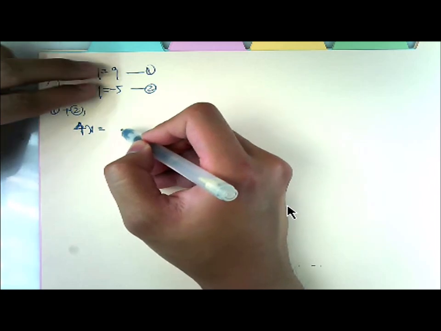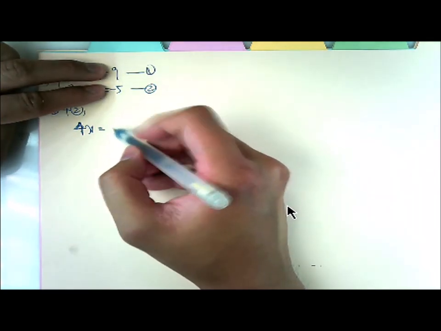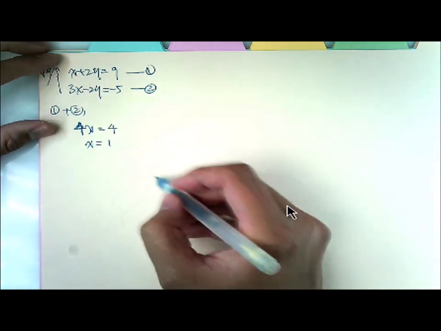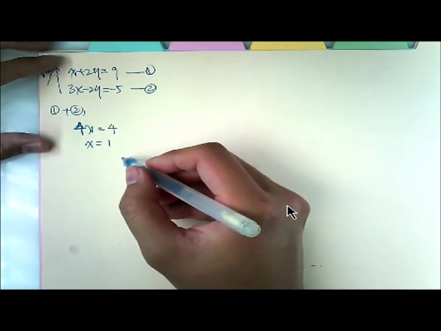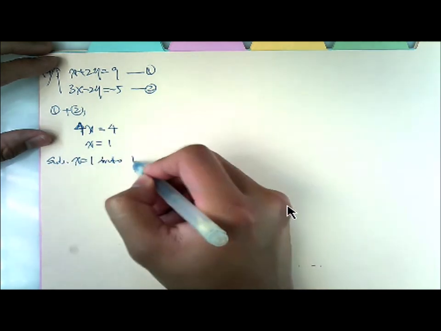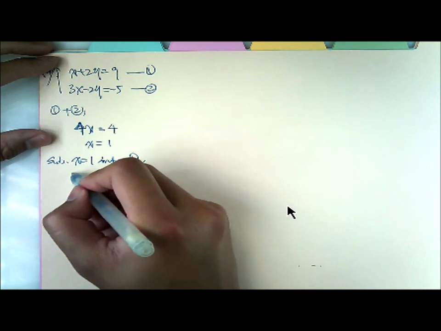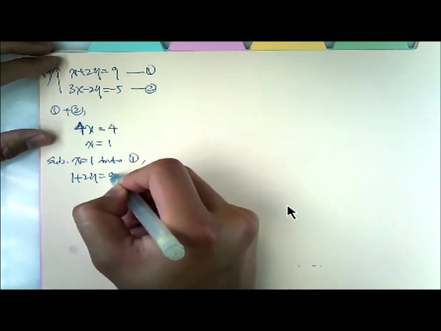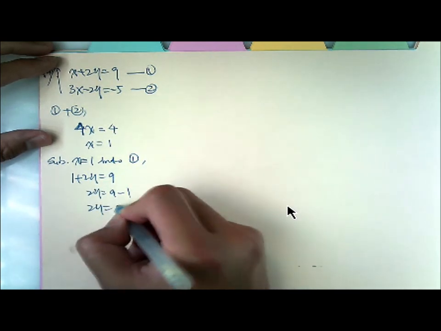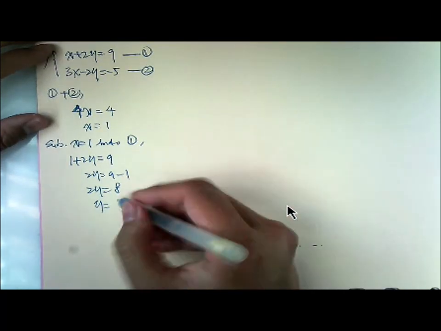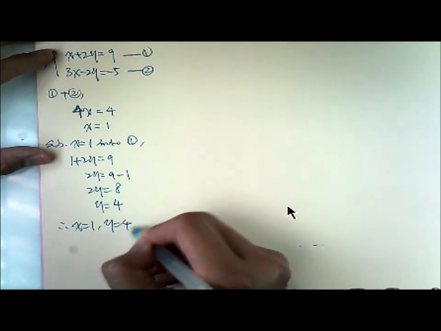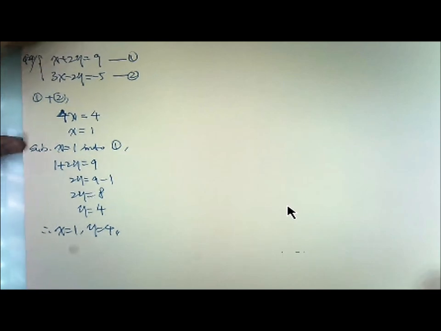And then equals 9 minus 5, equal to 4. So divide both sides by 4, x equals 1. Understand? Then you have to calculate y. Choose equation 1. So you substitute x equals 1 into 1, and then you have 1 plus 2y equals 9. Then 9 minus 1 is 8. Divide both sides by 2, you get y equals 4. Make the conclusion: x equals 1, y equals 4. Is it okay? So keep going.